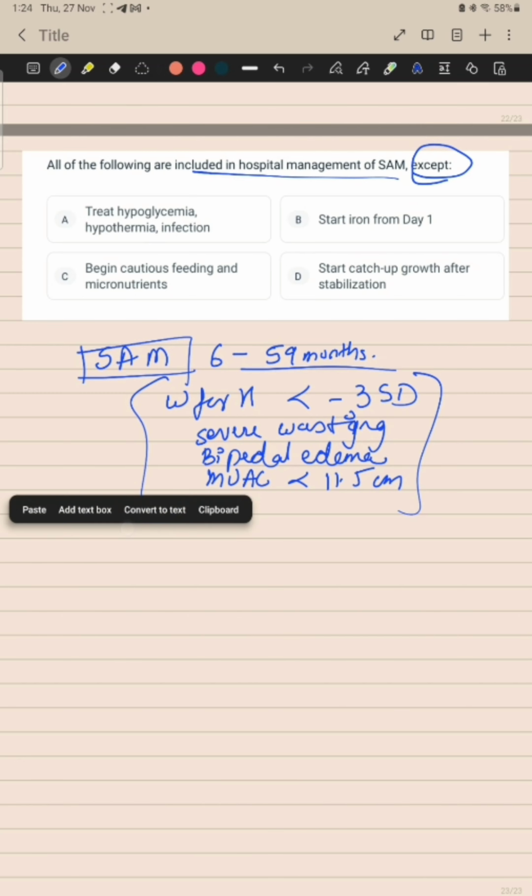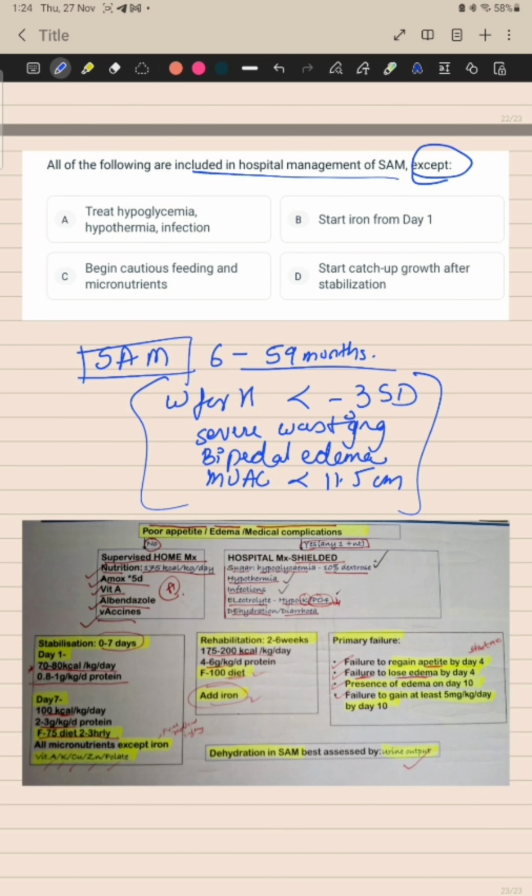So how do we manage SAM? So this is a table from PTR. If there is poor appetite, edema, and any medical complication with any one of the following, then we will go for hospital management. So if there is hypoglycemia, hypothermia, infection, electrolyte abnormality like hypokalemia, dehydration or diarrhea, in any of this condition we will go for hospital management. If there is no poor appetite, no edema, no medical complication, then we will go for home management.